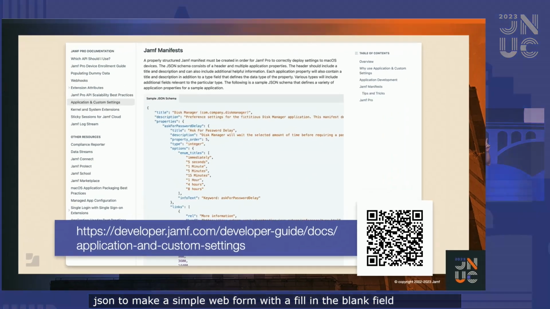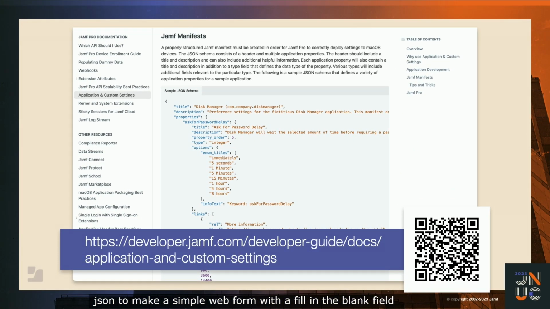Now first, I'm going to point you to Jamf's developer website, where I have all these examples that I'm about to show you available as a single manifest that you can copy and paste into a custom configuration profile, so you can see how the entire form is created. If you don't get this QR code in time, my slides are available as a handout within the JNUC portal for download. Now this manifest is for a fictitious app that I just called Disk Manager. So let's pretend that we're getting ready to manage Disk Manager.